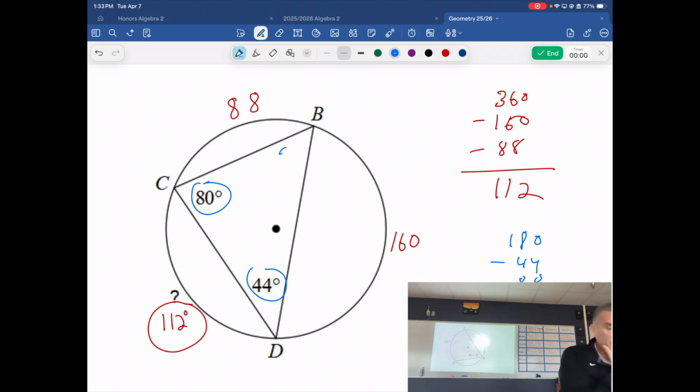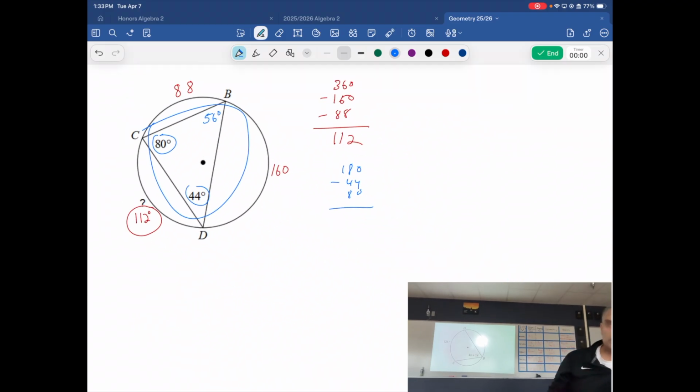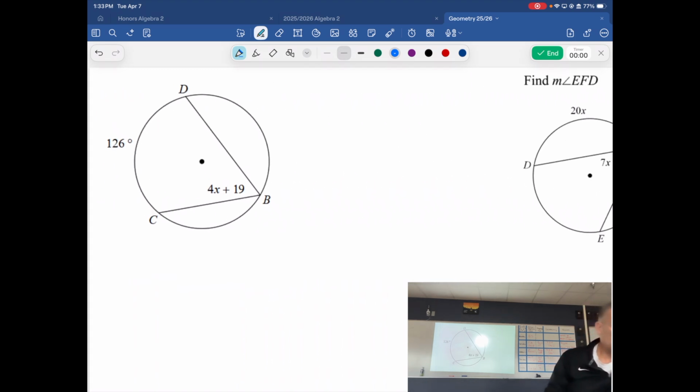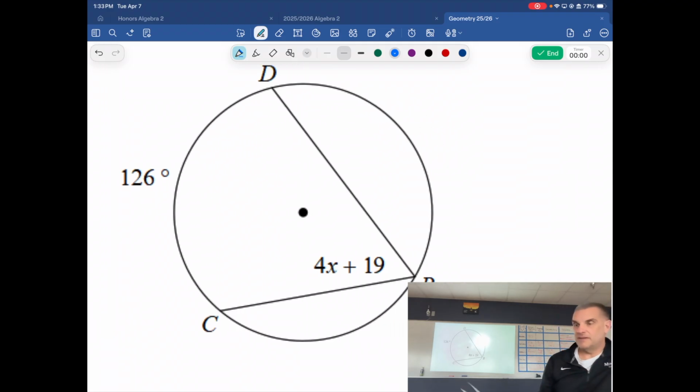Now we have that angle down there that's 4x plus 19, and it gives us the arc of 126. You need to find the value of x that makes this work. I'll give you about a minute. This one should be a little bit quicker. Knowing what we know and how we've done the problems, see if you can find the value of x.